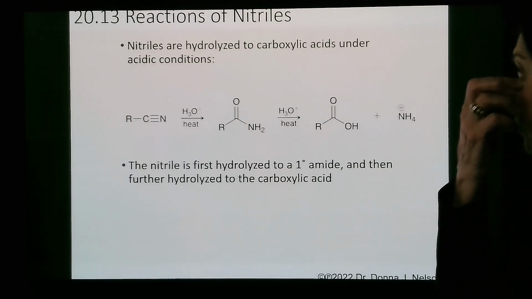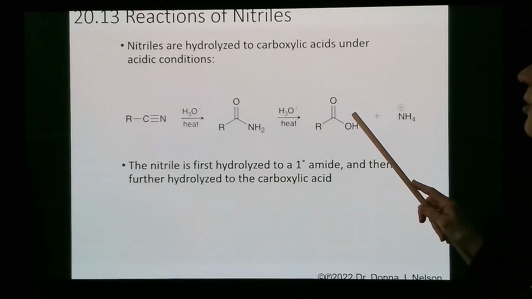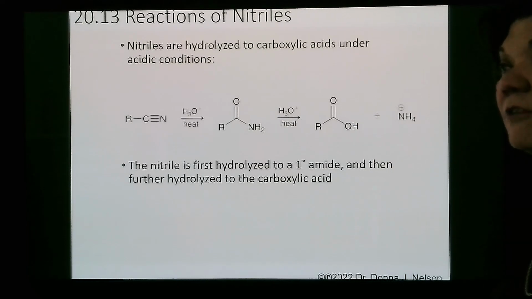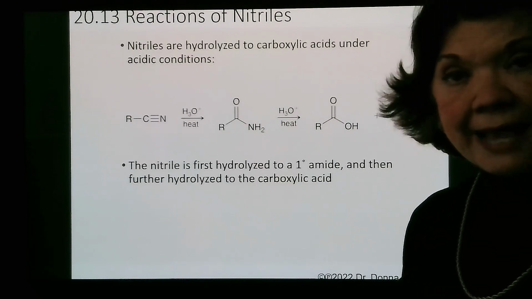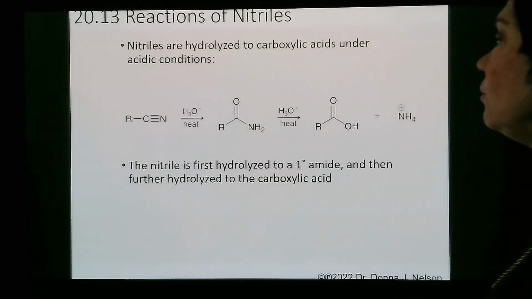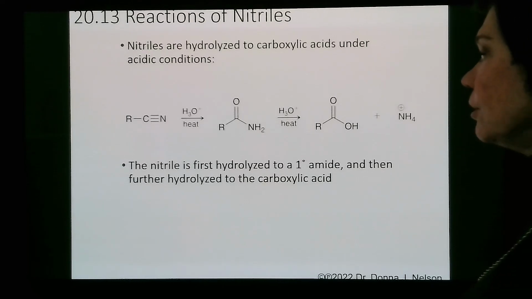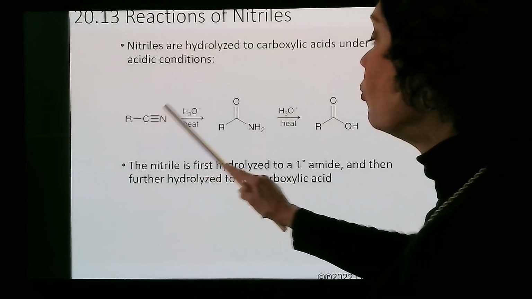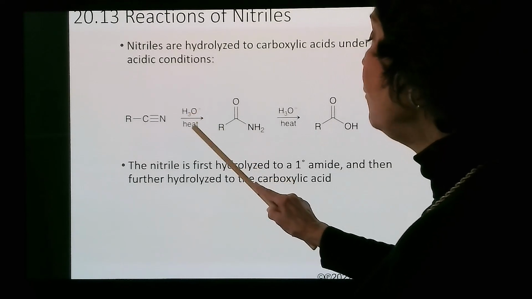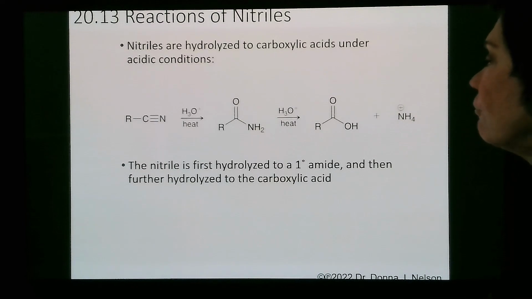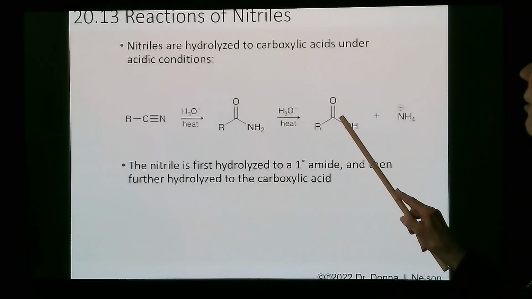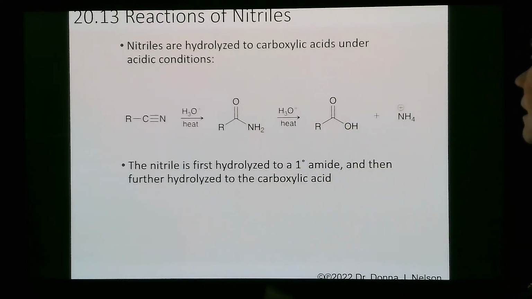Nitriles are hydrolyzed to carboxylic acids under acidic conditions. Now, when any of the carboxylic acid derivatives are hydrolyzed, the product will be a carboxylic acid. I don't know if you've noticed that, but you can go back and look at it, and that is true. So here we see the nitrile being treated with dilute acid and heat, and the amide is generated from that. And when that is hydrolyzed farther, one can obtain the carboxylic acid.